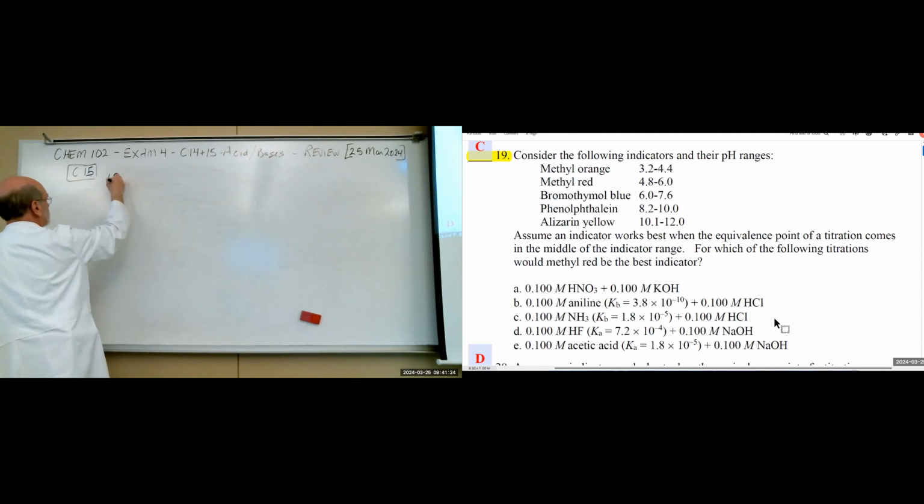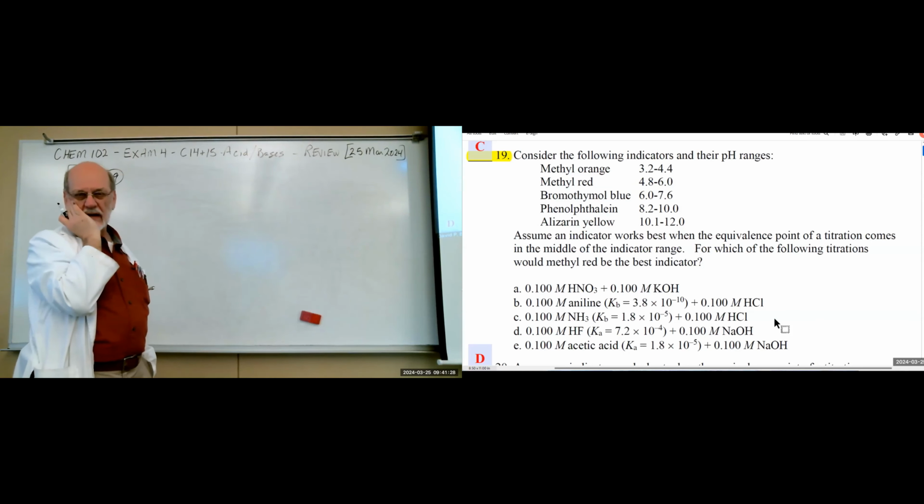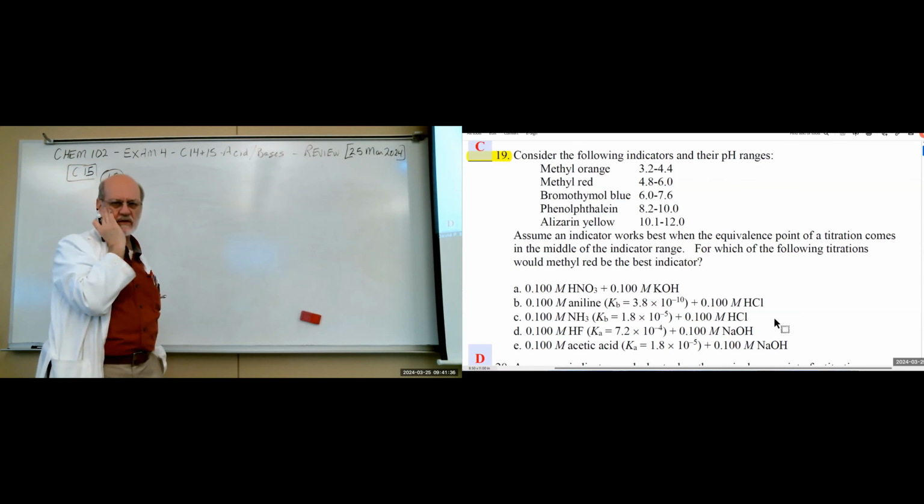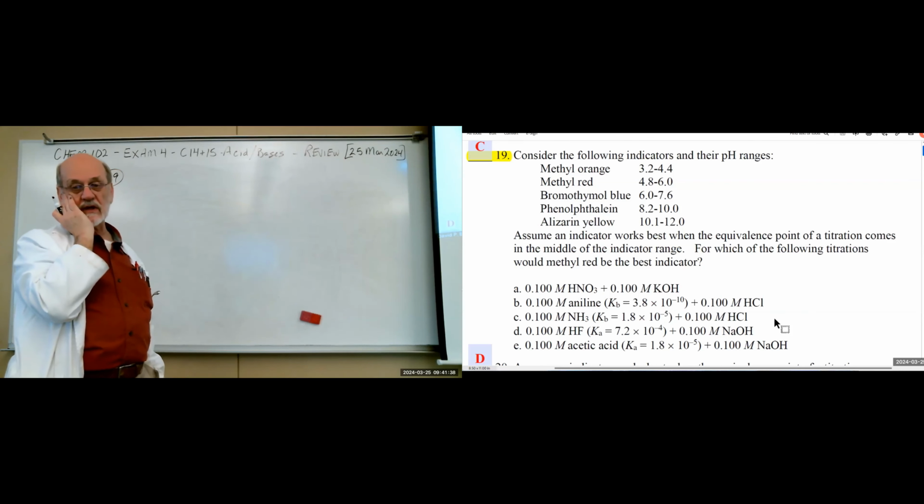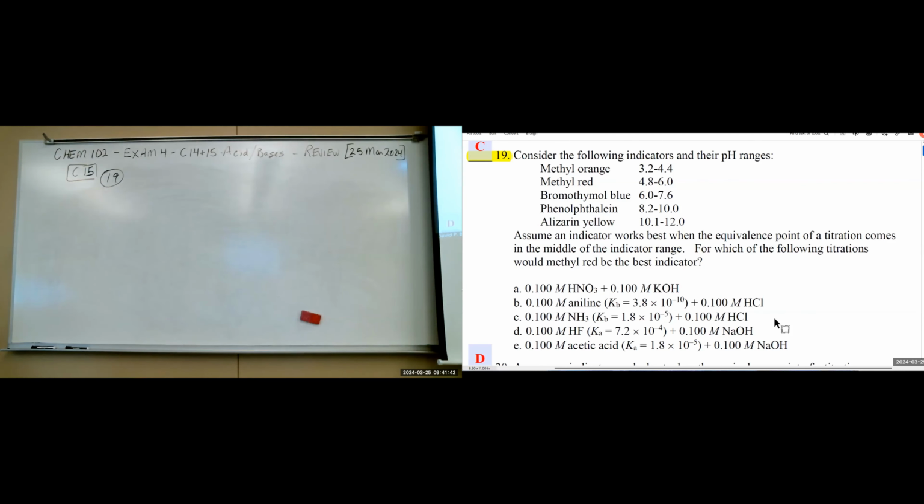19. This one might take some work. Maybe not. Consider the following indicators and their pH ranges. Assume an indicator works best when the equivalence point of the titration is in the middle of the indicator range for which of the following titrations. All right, I think this one's going to take some doing. Yeah, I was afraid of that. Okay.